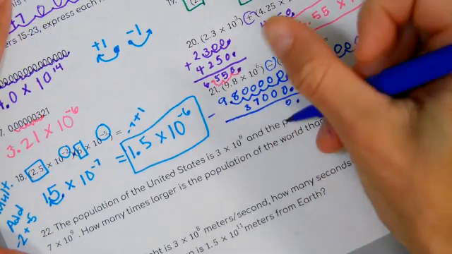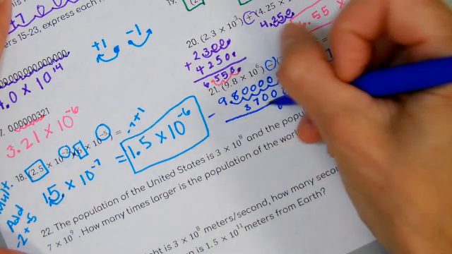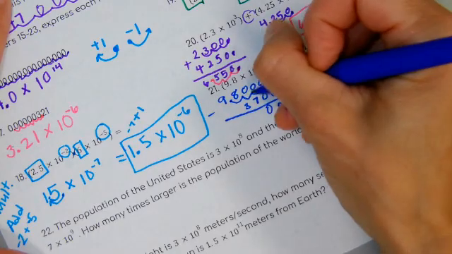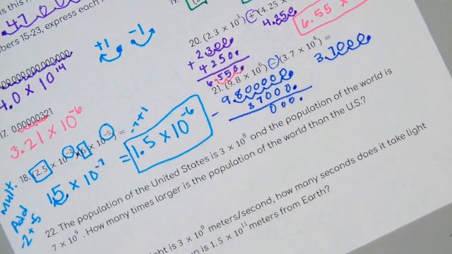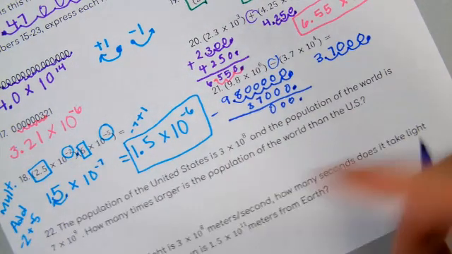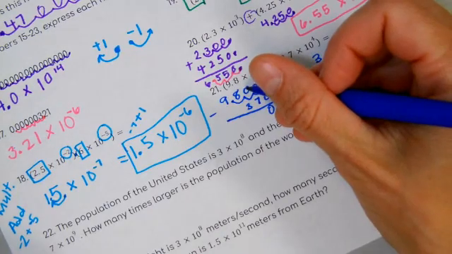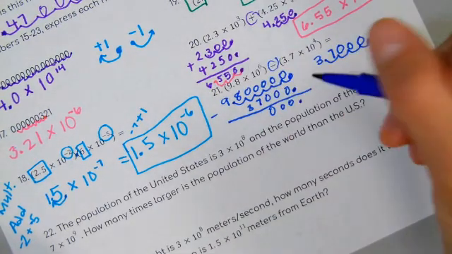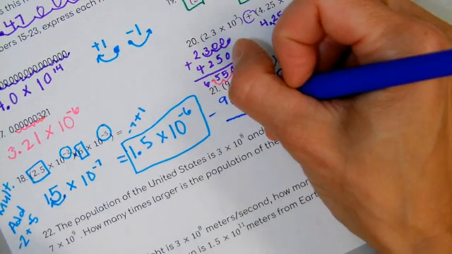0 minus 0 is 0. 0 minus 0 is 0. 0 minus 0 is 0. But 0 minus 7, we have to borrow. But we don't have anything to borrow here. So we have to borrow all the way over here at the 8.